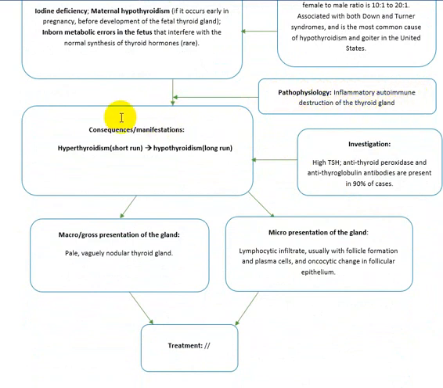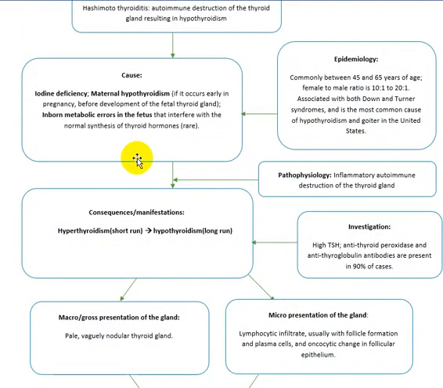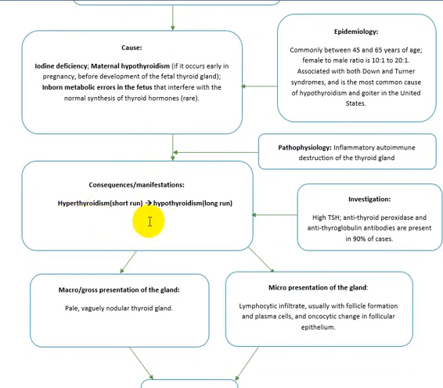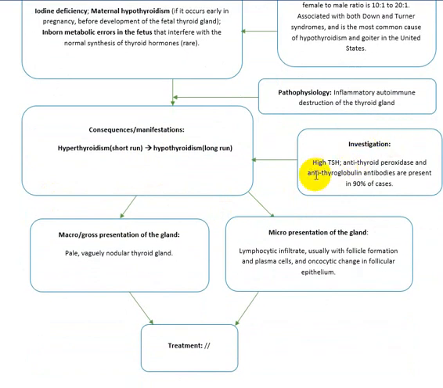You have the consequence as manifestation. In this case, you are going to have signs of hyperthyroidism in the short run and then signs of hypothyroidism in the long run. With Hashimoto thyroiditis, you have signs of hyperthyroidism in the short run and signs of hypothyroidism in the long run. Now, investigation.